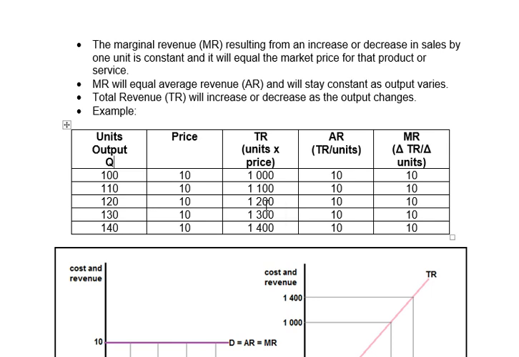1,200 minus 1,100 gives me 100, divided by the change in quantity, which is 120 minus 110. So 100 over 10 is going to give me 10.